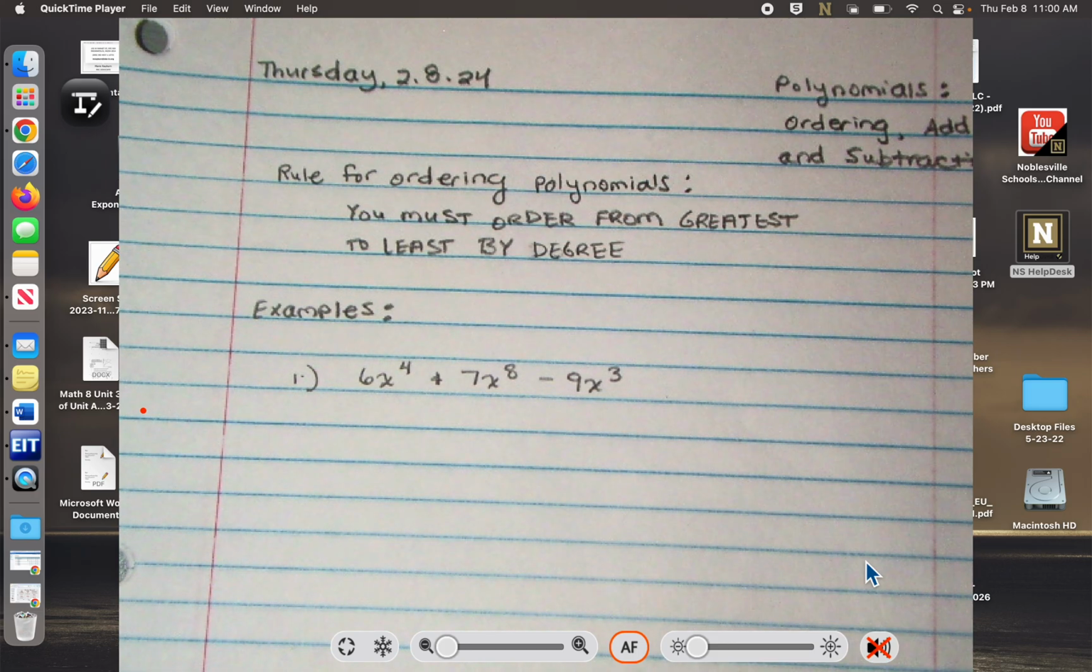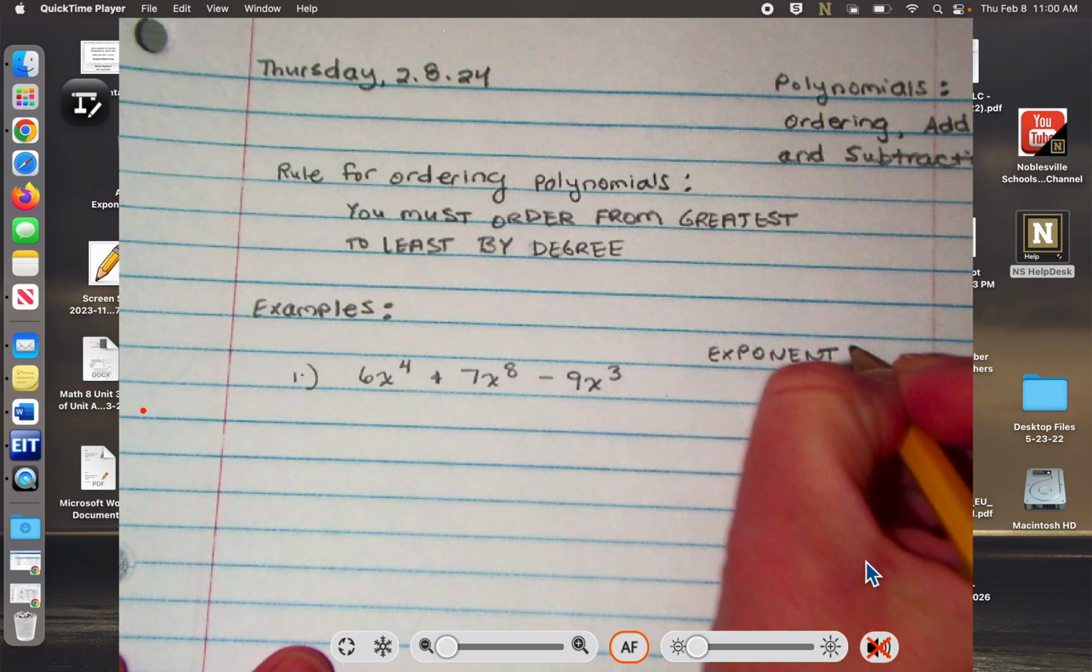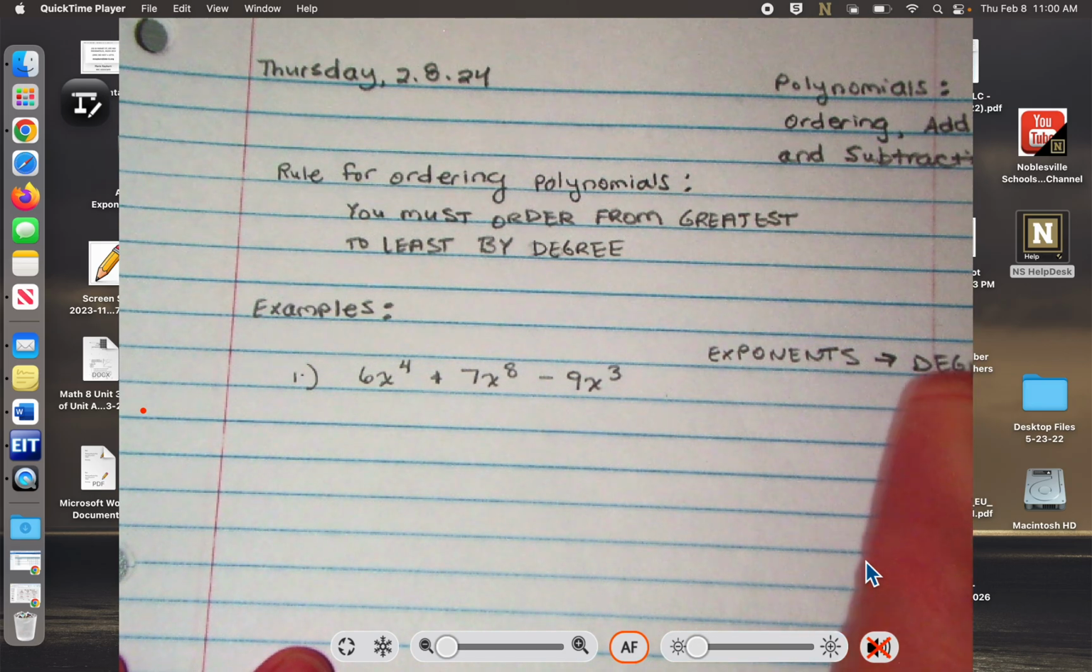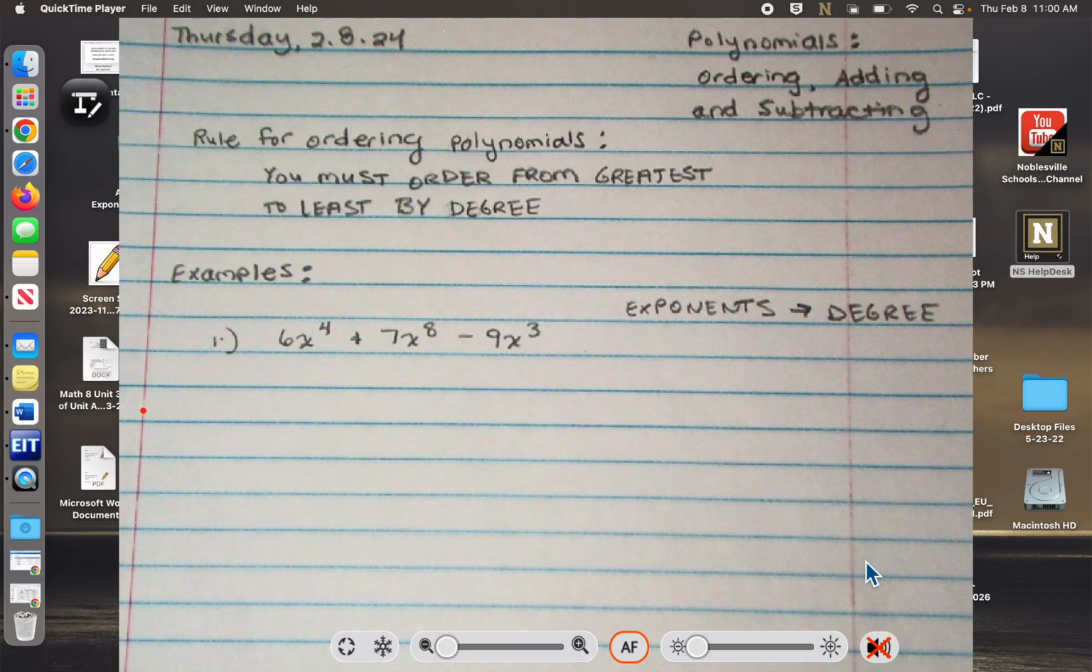So when I say you must order polynomials from greatest to least by degree, some of you are thinking, well, what is a degree? Exponents are the degree, right? So if I want to order these from greatest to least by degree, the term that has the highest exponent needs to be moved to the front. The term with the next highest exponent would be moved to where it needs to go. And it doesn't matter what the coefficient is, we're looking for the terms that have highest exponents down to the lowest exponents. Except now we're referring to exponents as degrees.